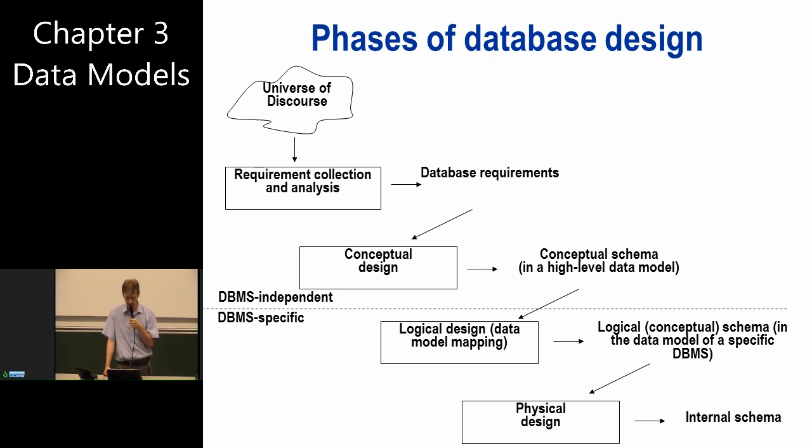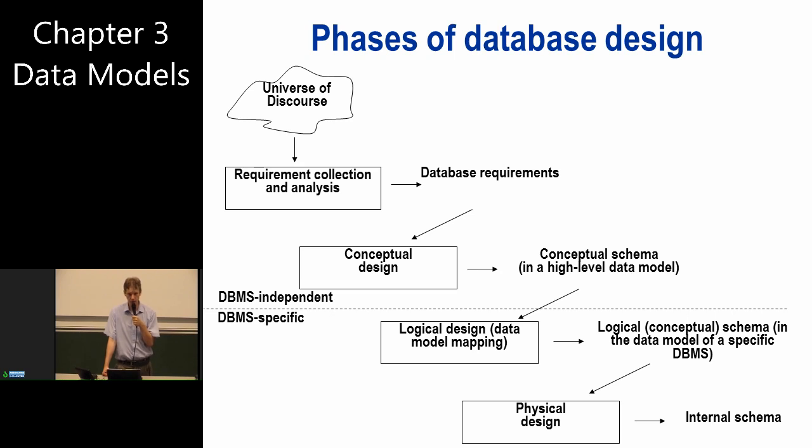We can take the conceptual design and map it to a logical design, right? That's typically done using a data model mapping. So you can map an ER model to a relational model, for example. A relational model is going to sit a little bit closer towards the actual implementation. So a logical model is basically already formulated in the data model of the specific DBMS that we are going to use for the actual implementation.